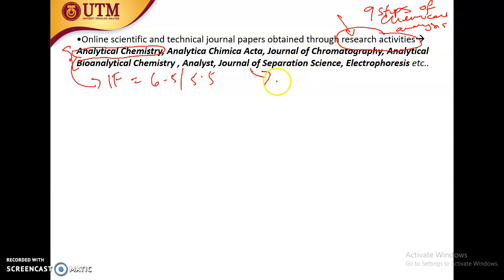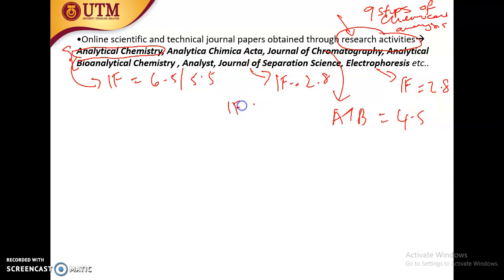For example, Journal of Separation Science is a good journal having an impact factor of 2.8. Electrophoresis, impact factor of 2.8 as well. And then we have Journal of Chromatography A or B, which is around 4.5. So anything with an impact factor more than 1.5 is considered okay. This means good, very good. It means that their method is novel enough, efficient enough for everyone to use.